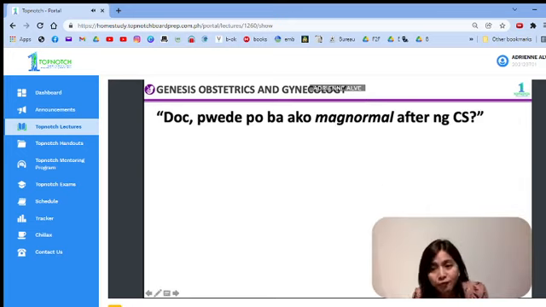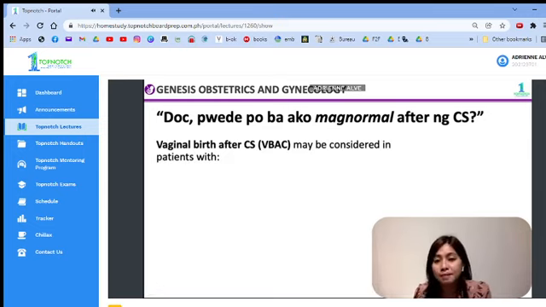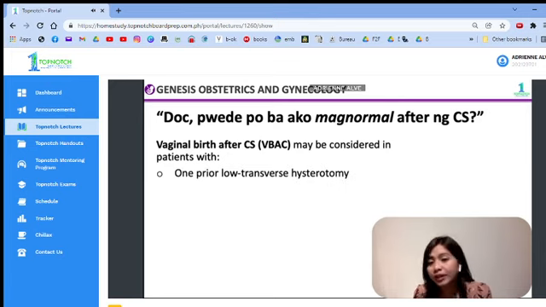So kung patient mo na CS siya, pero reassuring fetal status, tinatanong niya, pwede daw ba siyang mag-normal? Kung she says na pwede bang mag-normal delivery after niya ma-CS? So, ang sasagutin ko sa kanya, depende po, ma. Depende, so paano mo naman masasabing depende? So, sino-sino ba ang pwedeng mag-VBAC or vaginal birth after cesarean section? So, these are the common criteria ng mga pwedeng mag-VBAC. Una, if there is only one low transverse cesarean section, kasi ito yung lowest rupture rate.